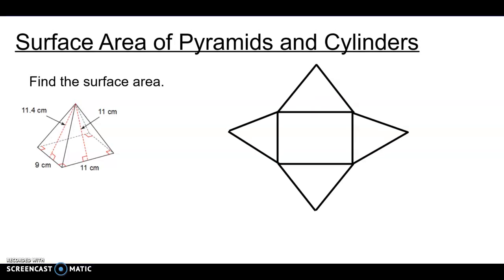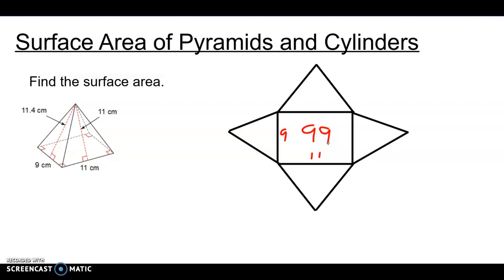We'll start with the easiest side, which is the rectangle that is the base or the bottom of the pyramid, where that rectangle is 9 by 11. Therefore the area of that rectangle is going to be 99 square centimeters.